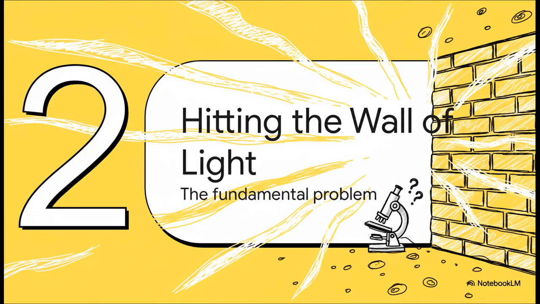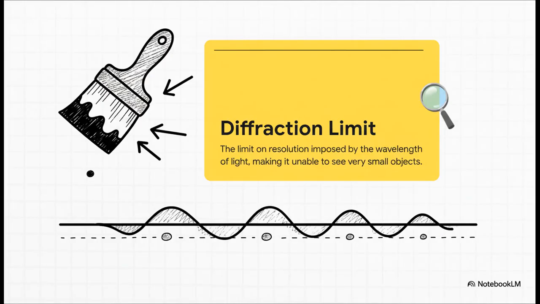Okay, so to really get how we got here, we have to rewind a bit. We have to go back to this fundamental problem that literally stopped science cold for decades. Scientists knew there was a whole smaller world out there to explore, but they couldn't see it. They had hit a wall made of light itself. So, what was this wall?